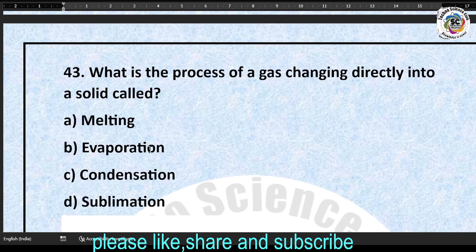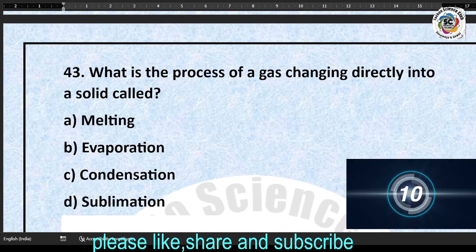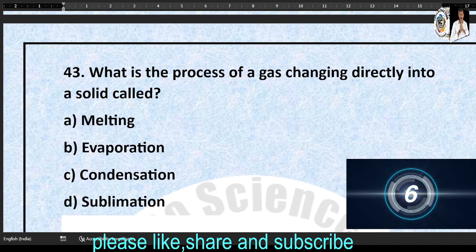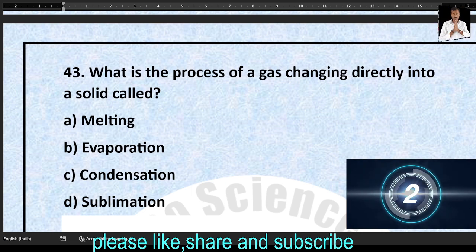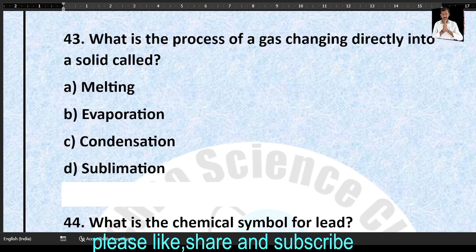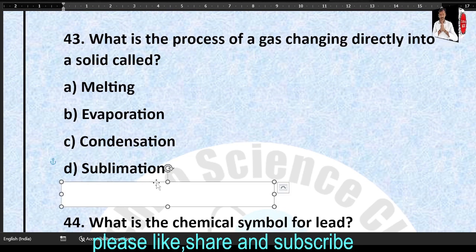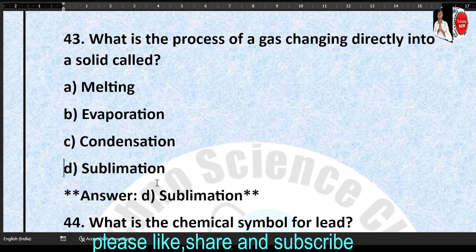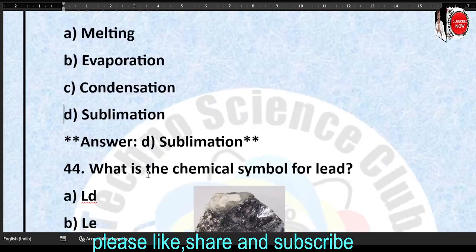What is the process of gas changing directly into the solid? Melting, evaporation, condensation, sublimation. Very good. That process is called sublimation.